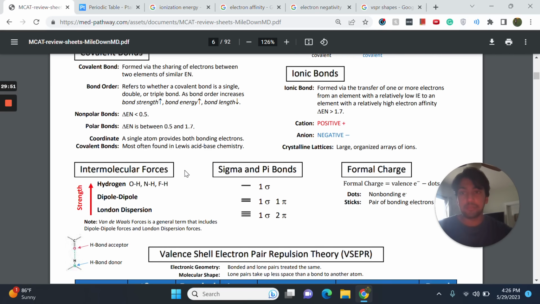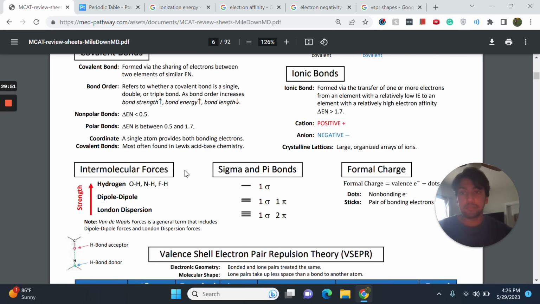Okay, the next thing is ionic bonds, and here is a good understanding of the bond type. Ionic is usually between a metal and a nonmetal. Covalent is usually between two nonmetals, but you can kind of figure it out based on the electronegativity difference too. So if it's here, then it's nonpolar covalent. If it's here, then it's polar covalent, and if it's here, then it's ionic.